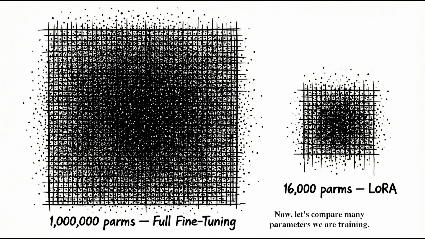Now, let's compare how many parameters we are training. With full fine-tuning, our weight matrix contains 1000 by 1000, which equals 1 million trainable parameters. Matrix A contains 8 by 1000, which equals 8000 parameters. Matrix B contains 1000 by 8, which equals 8000 parameters. Together, 8000 plus 8000 equals 16,000 trainable parameters.